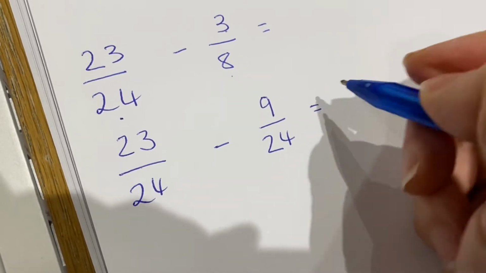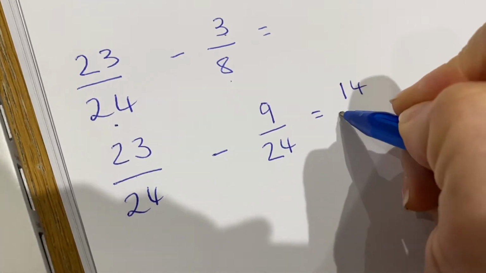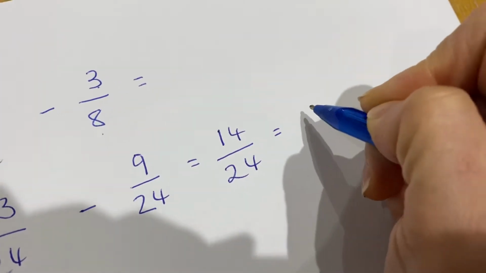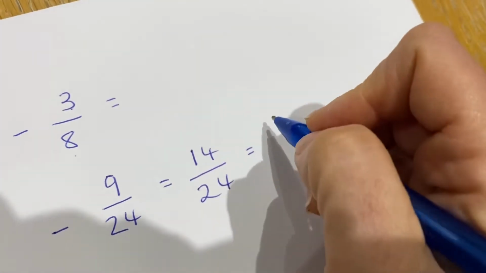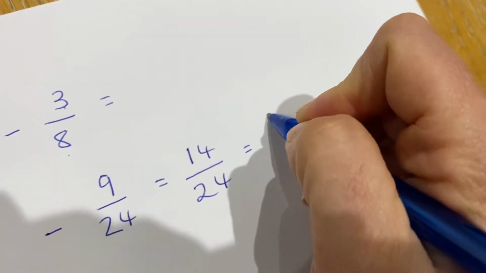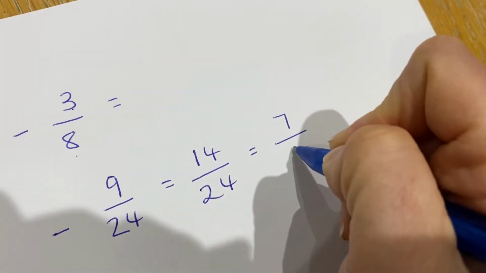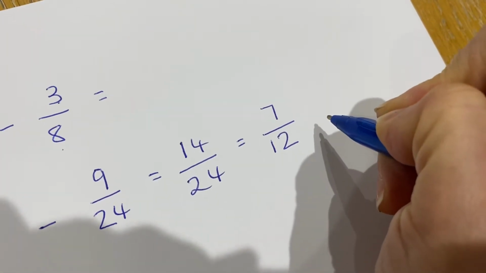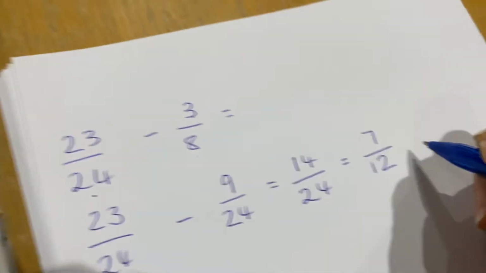So now I've got 23 over 24, subtract 9 over 24. 23 subtract 9 is 14, and I keep the 24 the same. Now this fraction can be simplified. Both of these numbers can be divided by 2. 14 divided by 2 is 7, and 24 divided by 2 is 12. And I can't make that any smaller than it is. So 7 over 12 is my answer.